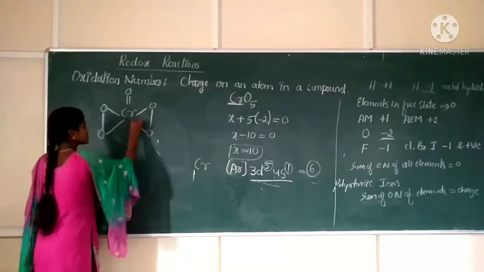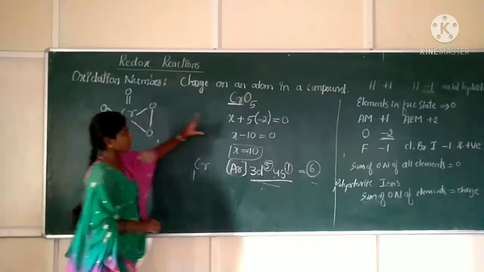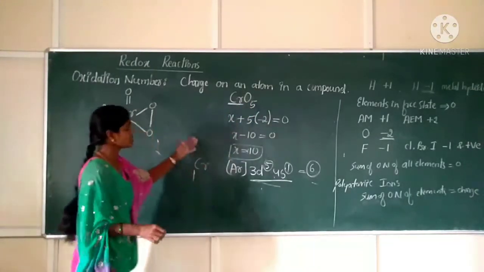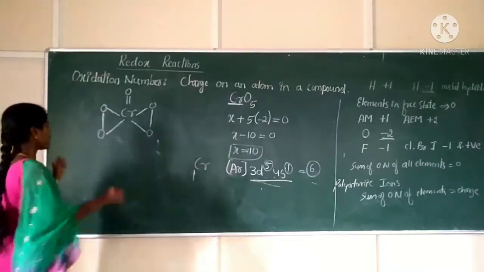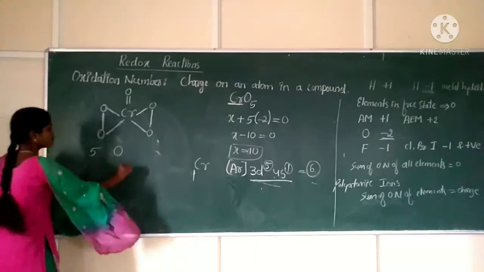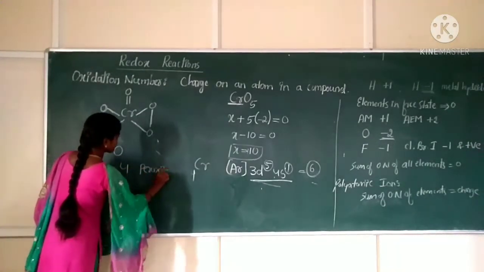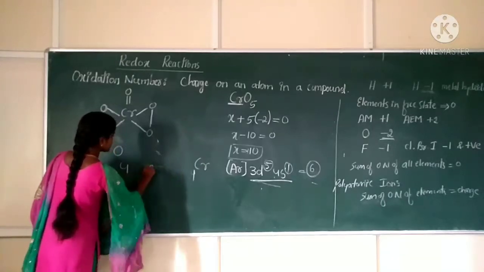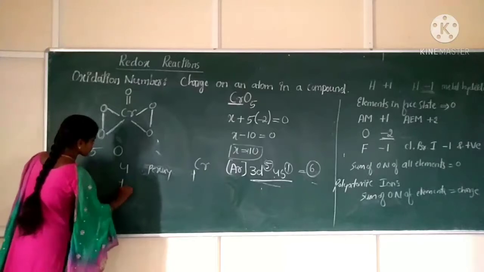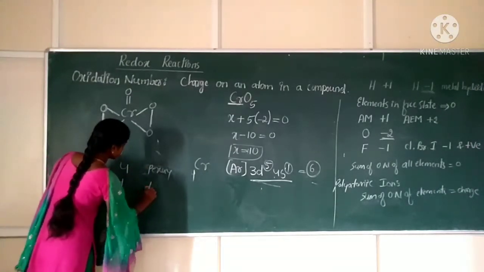Peroxy linkage. So there are 5 oxygens in chromium pentoxide. But out of 5 oxygens, 4 are peroxides. 4 oxygens have peroxy linkage, and only 1 oxygen has a double bond.